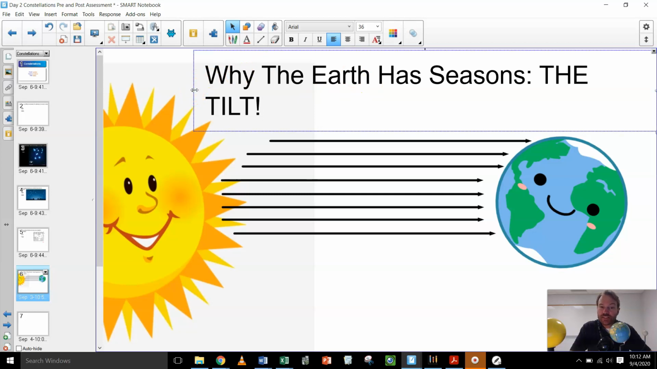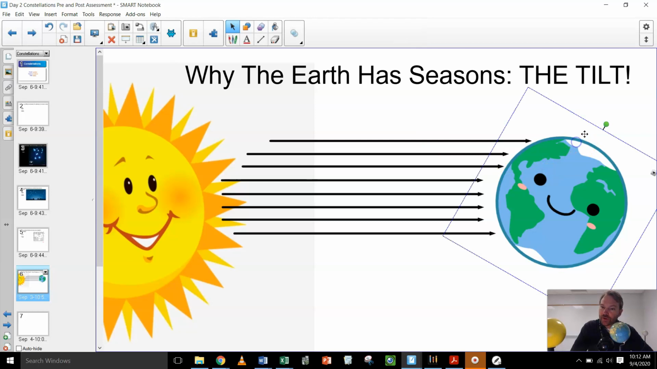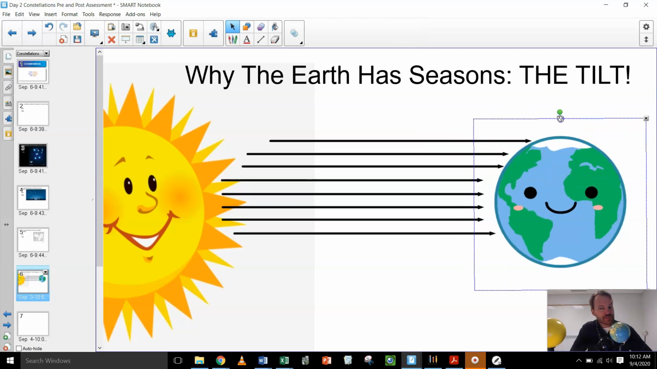Now, if the Earth didn't tilt, if it was perfectly straight up and down when it would go, we would have the same seasons year-round. Nothing would ever change. Weather would change, but the seasons, the climate, I guess, would not change that much. It would be really hot on the equator, and it would be always really cold on the poles constantly.